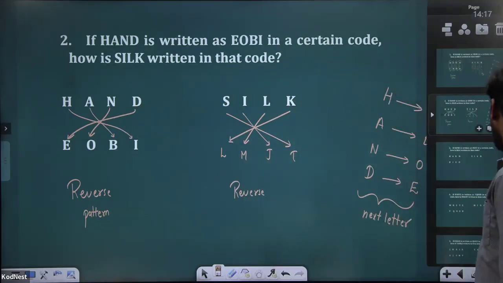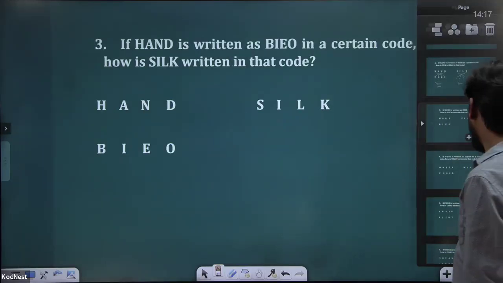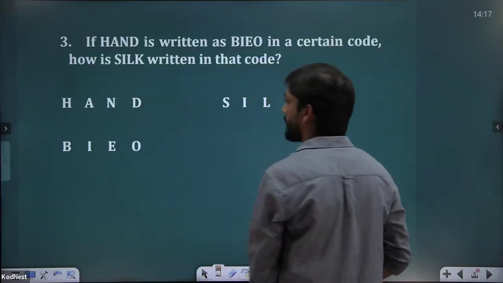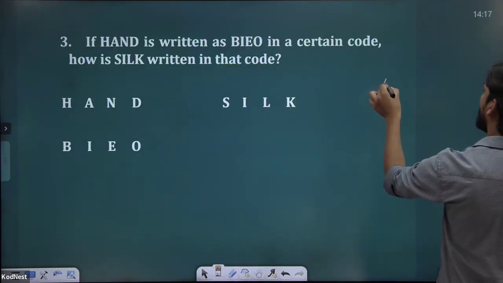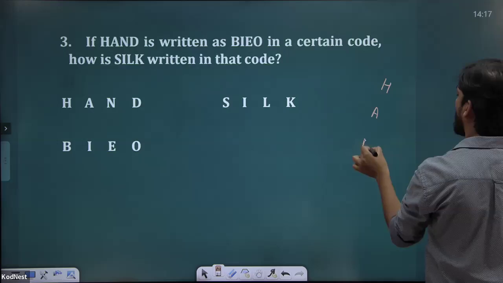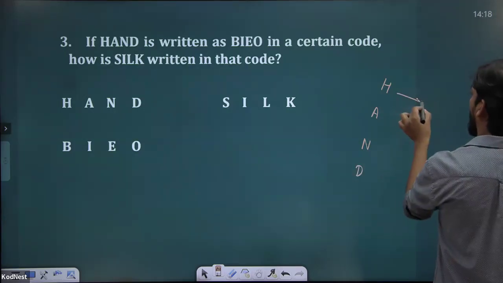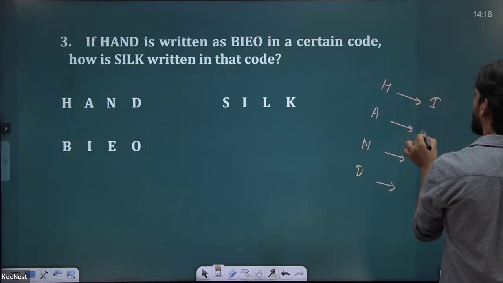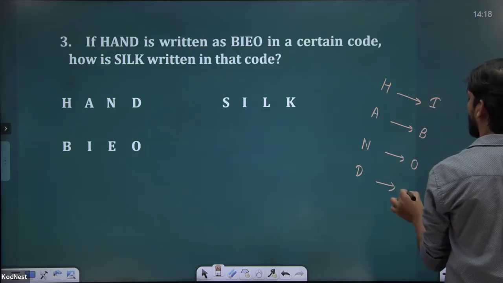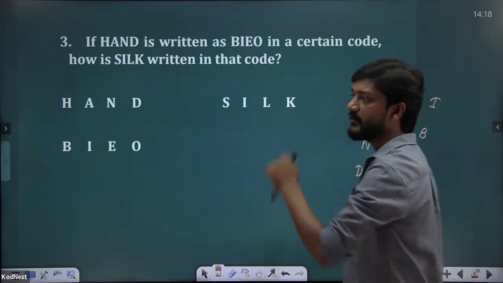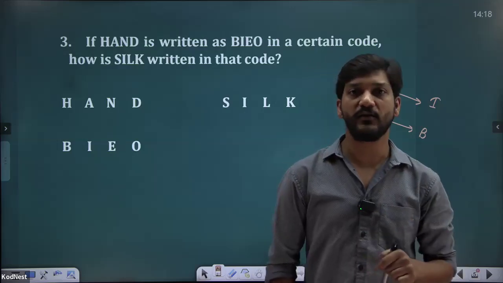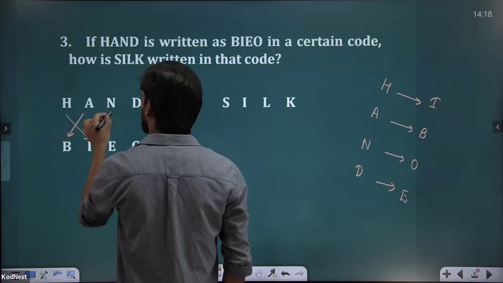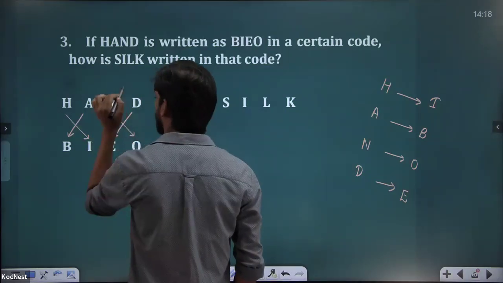Other than this, there is something which is a mix. So carefully see. Here as well, I will say the same thing. H, A, N, D. I am telling you, the code of each letter is the same, just like the previous two questions. But where is the code written? Please, at what place is the code written for each letter? Carefully observe. H letter I, A letter B, N letter O, D letter E.